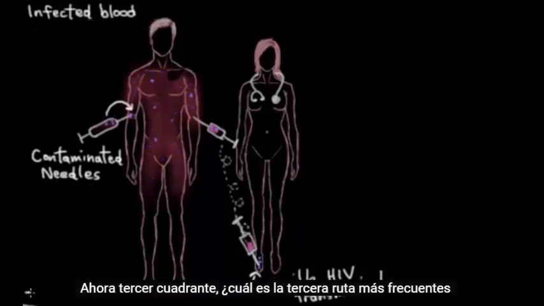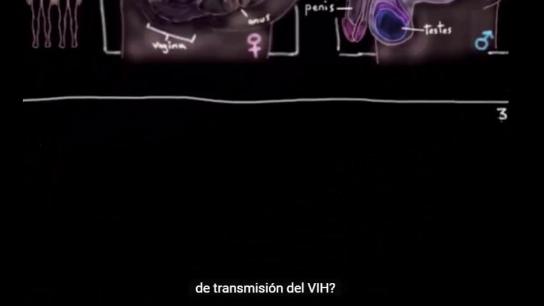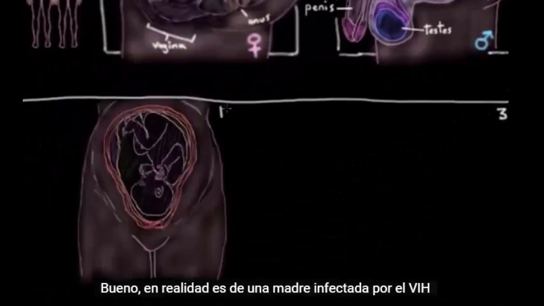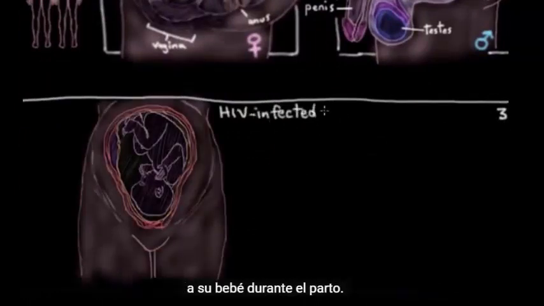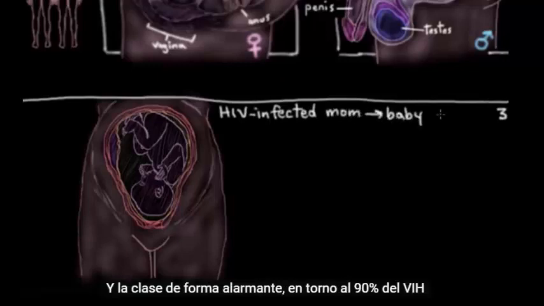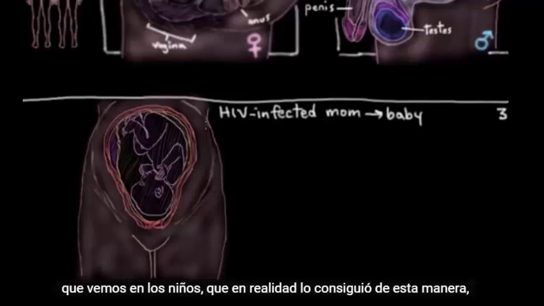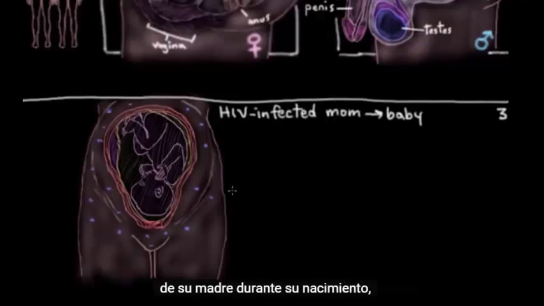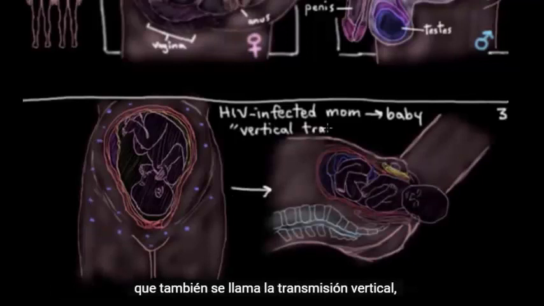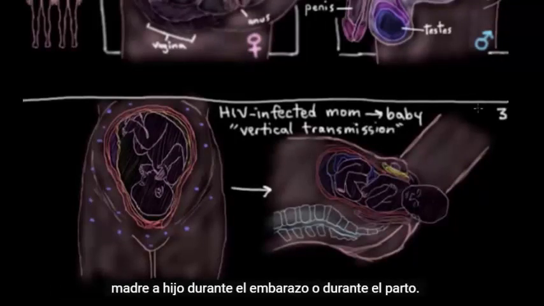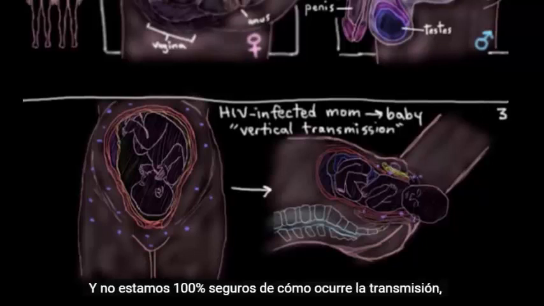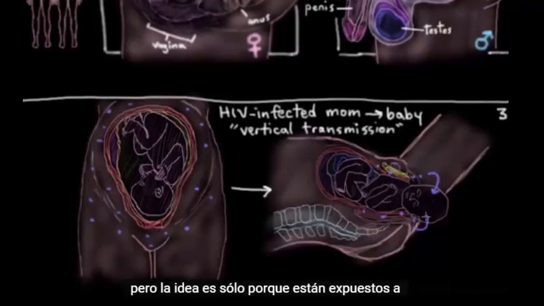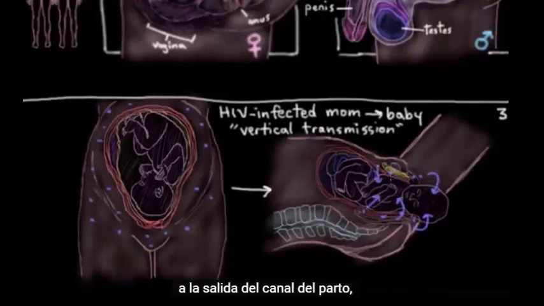Now, third quadrant, what's the third most frequent route of HIV transmission? Well, it's actually from an HIV-infected mom to her baby during childbirth. And kind of alarmingly, around 90% of the HIV that we see in kids, they actually got it in this way from their mom during their birth, which is also called vertical transmission, mom to child during gestation or during birth. And we're not 100% sure how the transmission happens, but the thought is just because they're being exposed to mom's blood and vaginal fluid on the way out of the birth canal.